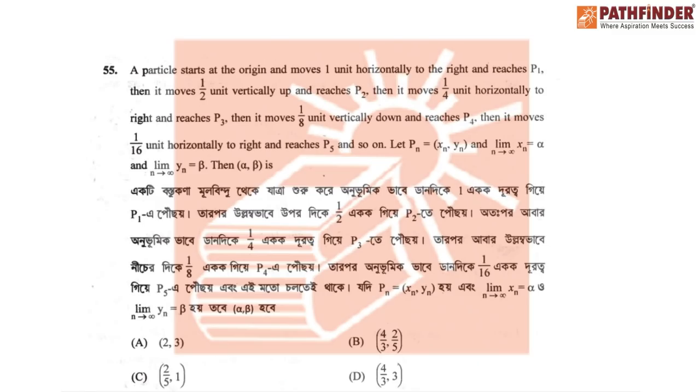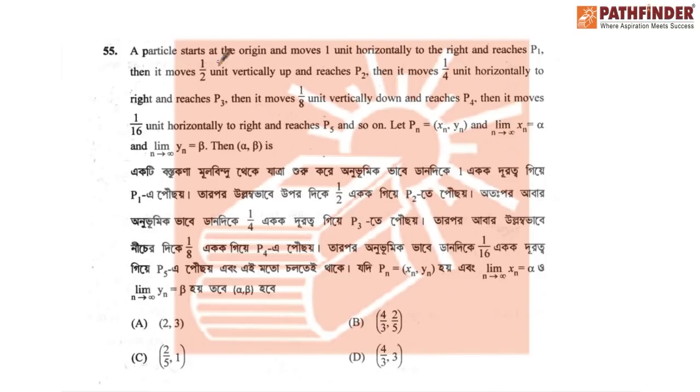Next, question number 55. In this question, a particle starts at origin and moves 1 unit horizontally to the right and reaches P1. Then it moves 1 by 2 unit vertically up, reaches P2. Then moves 1 by 4 horizontally right, reaches P3. Then 1 by 4 unit vertically down, reaches P4. Then it moves 1 by 4 horizontally to the right, and so on.